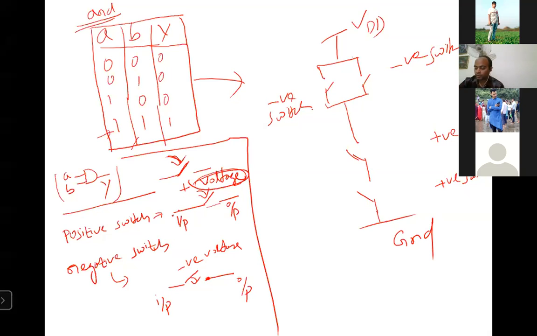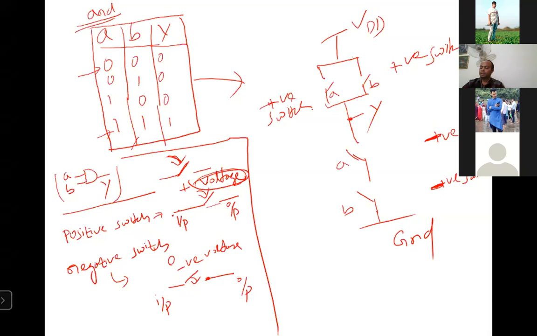Or this is negative voltage or it's a 0. So if it is 0, then it will be on. Just it will be the opposite way. This is a positive switch, this one is a negative switch, this is a negative switch. And here we are taking output Y. Let us check the first case, where A is 0, B is 0. This is for A, this is for B, and this is for A, this is for B.